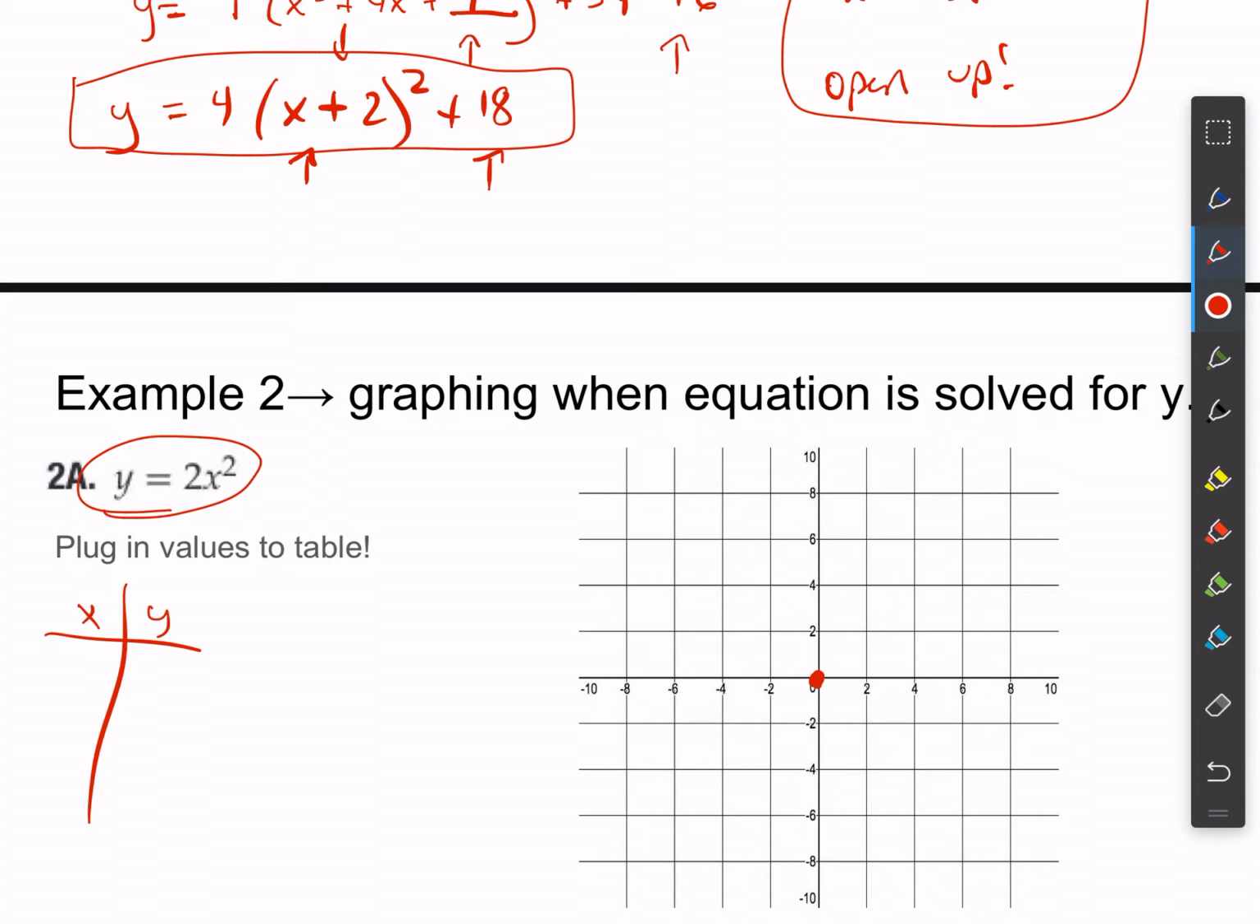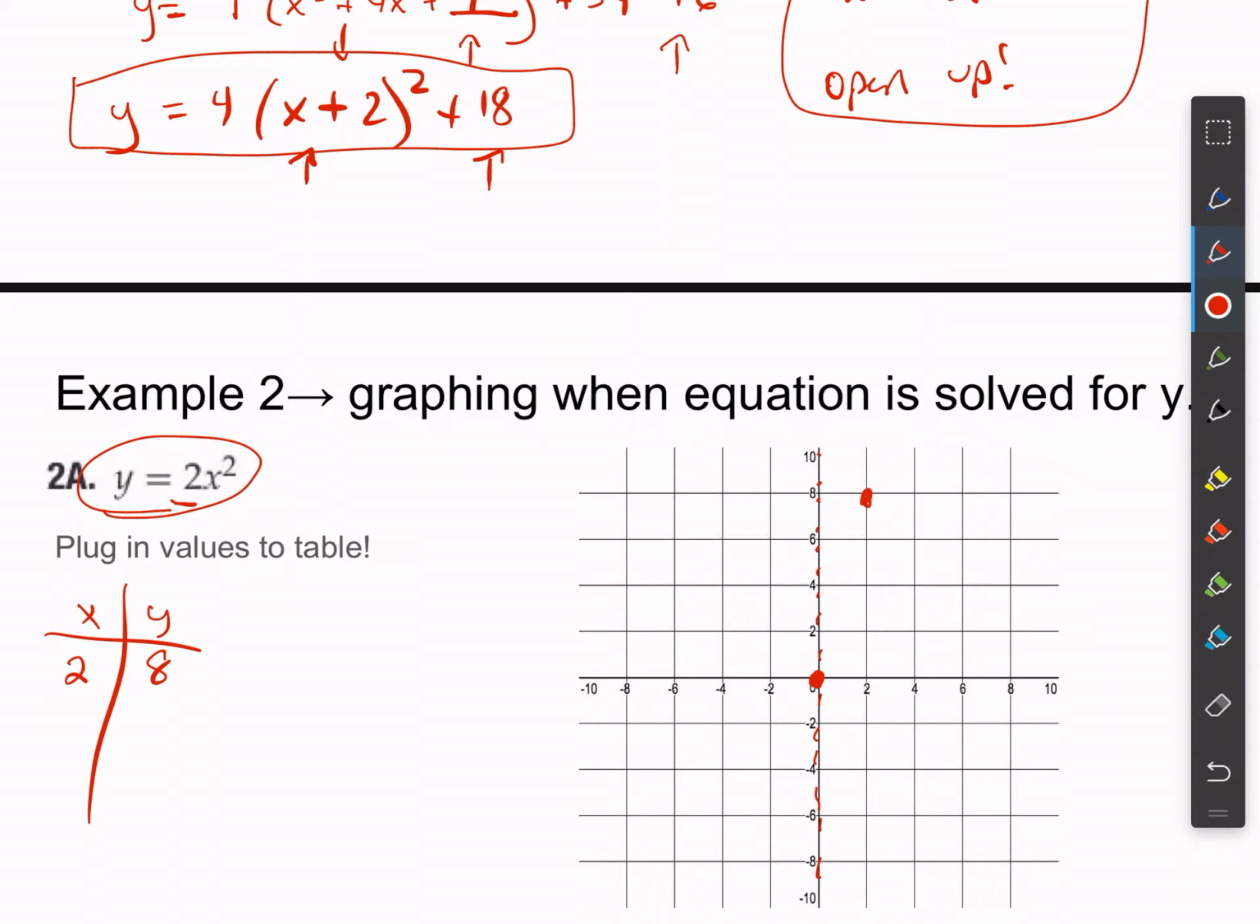And then I'm going to just go to the right of that 0 and to the left of that 0. But remember, there's symmetry here. So if you know one side of it, you should know the other. Since the first term is positive, we know this opens up. Okay, so let's throw a 2 in there. If we throw a 2 in, 2 squared is 4. 4 times 2 is 8. Okay, so at 2, we're at 8.